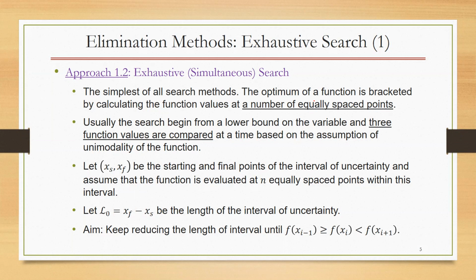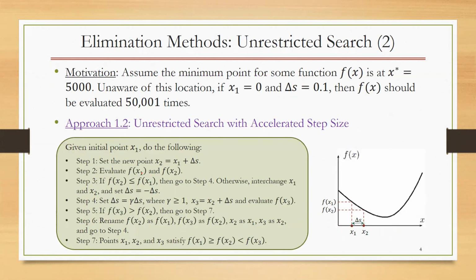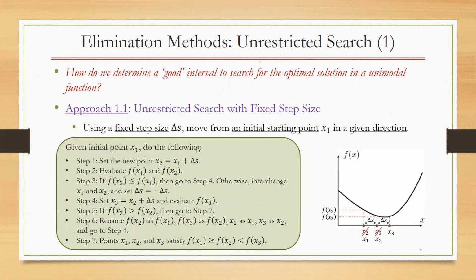One difference between the unrestricted and exhaustive: in unrestricted, I do not give you an interval XS and XF. You have to start with a single point. So if you look over here, all I give you is a starting single point. That's what I try to emphasize. If you are given just a point and some step size, that is how you begin. So you find an interval in unrestricted.